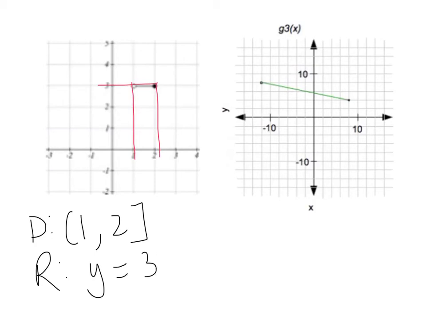Now, a lot of people ask me, does the open circle affect the range? And the answer is no, because technically there's at least one point on 3 that is equal to 3, so the open circle doesn't affect the range in that case.